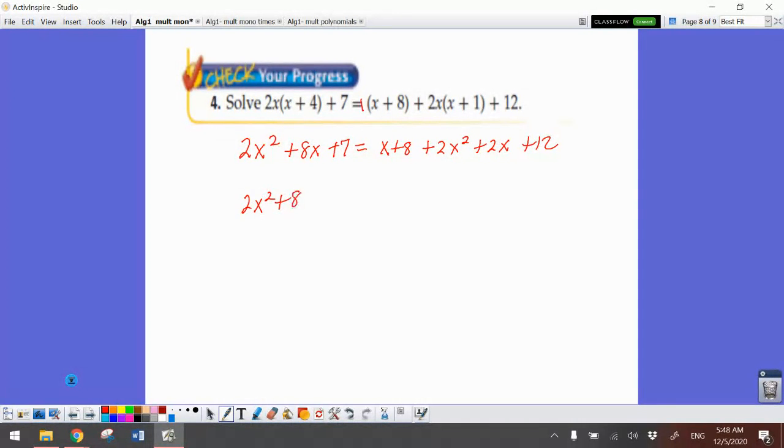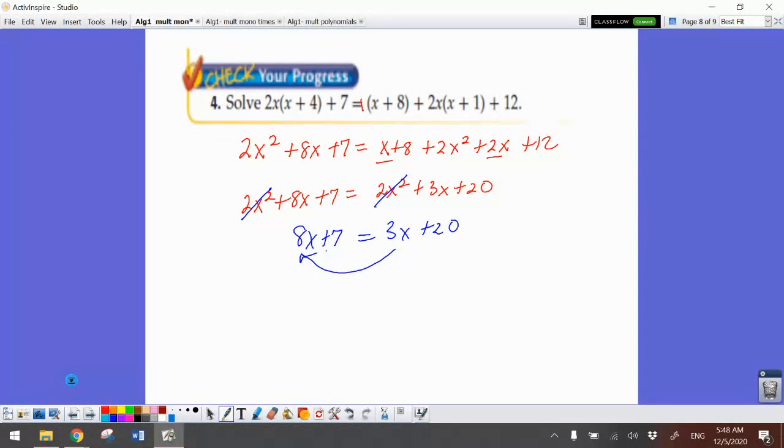So I'm going to go ahead and rewrite this side and start on this side. So I see I have a 2x squared, which is good because those have to match. And x and 2x is 3x, and an 8 and 12 is 20. Okay, so I see these are the same, so I'm just going to cross them out because they're gone. 8x plus 7, 3x plus 20.